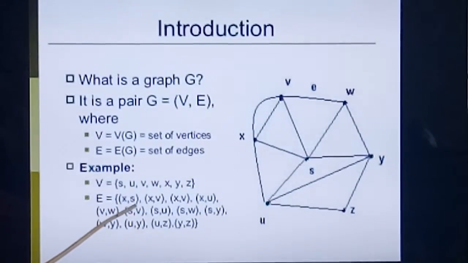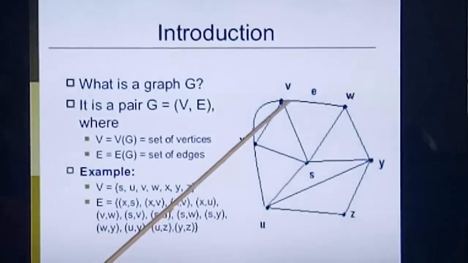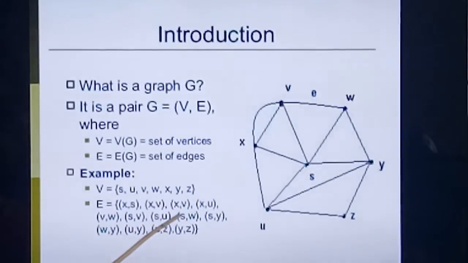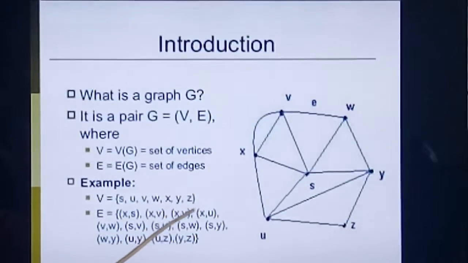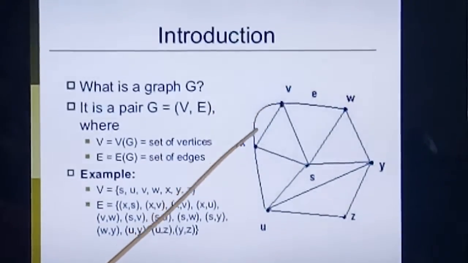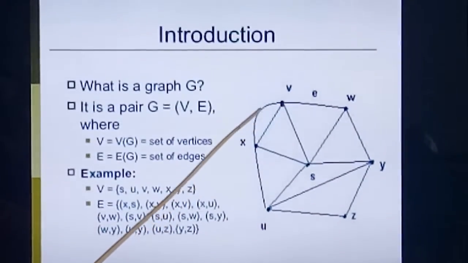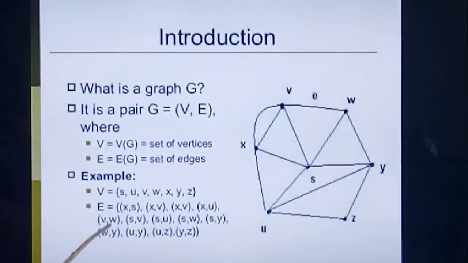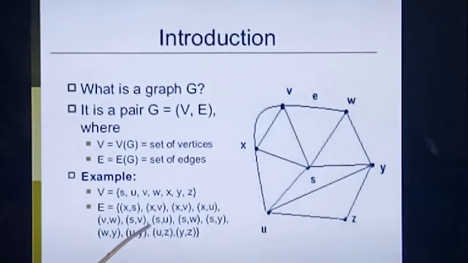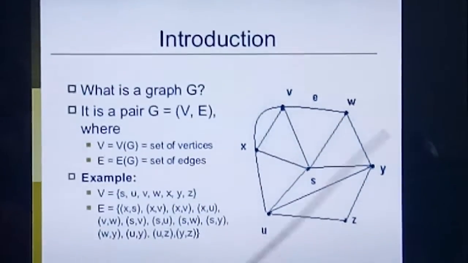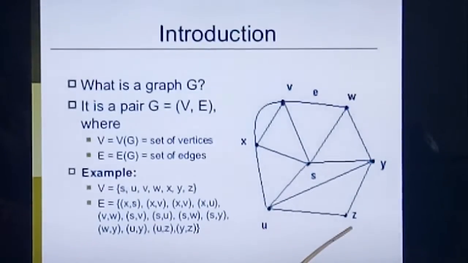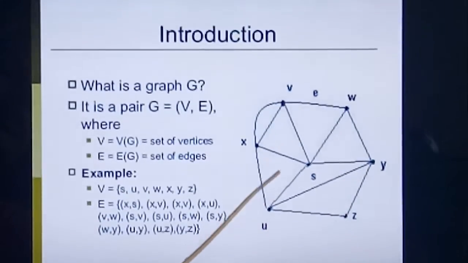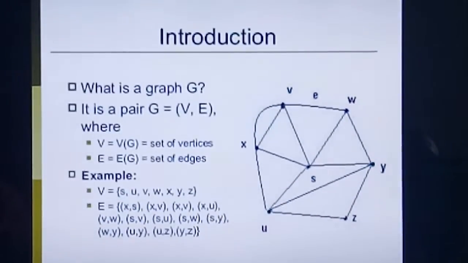You could see the edges S, X, S, V, then X, U. You have here 2 X, V because you have two edges joining, that is called a parallel edge. We will see it later. Then U, V, W, S, V, S, U, S, W, S, Y, W, Y, U, Y. So U, Y is nothing but U is connected with Y here, and U, Z, then Y, Z. So these are the edges.